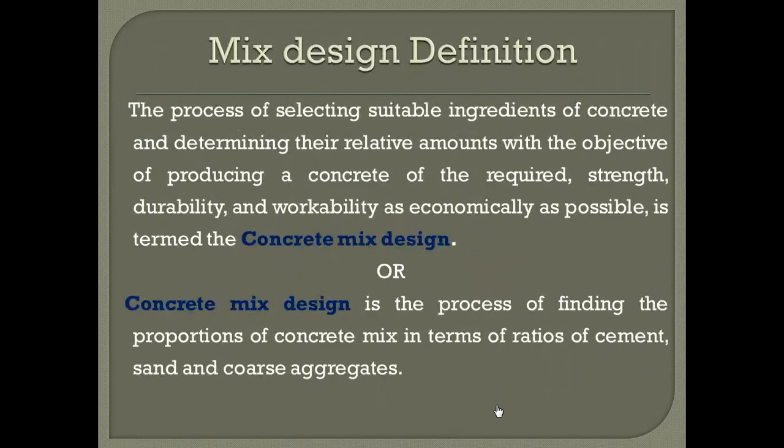I think all of you have come across this in building drawing. I think you have done PCC, plain cement concrete, 1 is to 3 is to 6 or 1 is to 2 is to 4. So this 1 is to 2 is to 4 or 1 is to 3 is to 6 is the mix proportion of concrete. So that is what we are going to design. Okay, so I hope you understood now. 1 is to 3 is to 6, how did we get that 1 is to 3 is to 6 or 1 is to 2 is to 4?